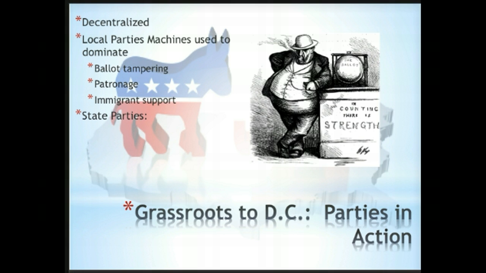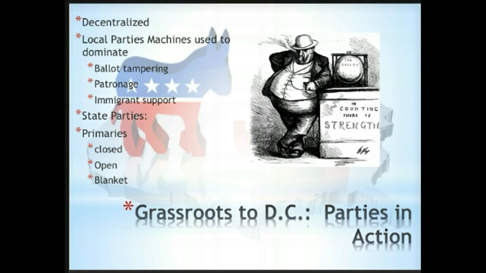All right. State parties. The state party, remember, is really, each state has different party organizations. Some states have stronger party organizations than others, but the one responsibility that state parties have is holding primary elections. And the state parties decide whether they're going to hold a primary election or a caucus.